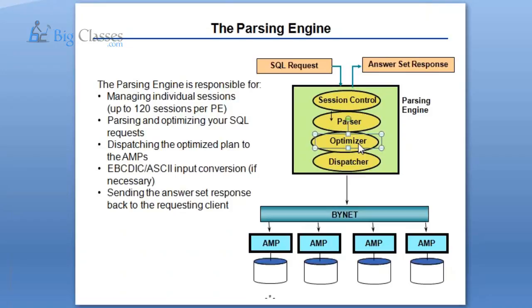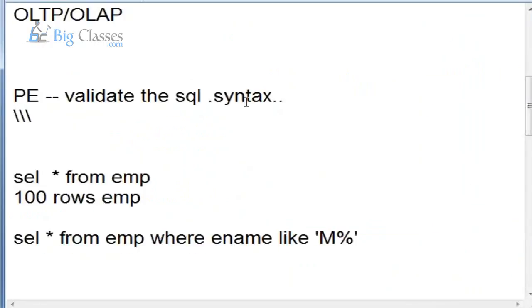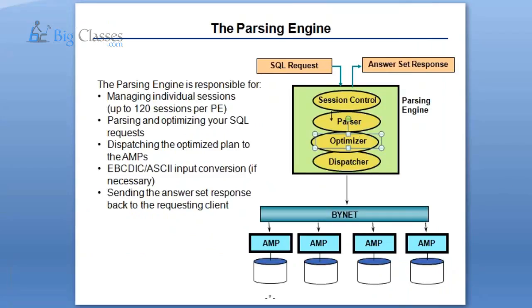Okay. So when you send the request, select star from table where employee name and so on, it will send the query to the optimizer. Optimizer will prepare an explain plan. So this is the plan that I need to execute. Once that is done, BYNET is nothing but a communication mechanism between your parsing engine and AMP, right? So it will actually pass the data to the AMP, and all the data operations like sorting or aggregation will be done at the AMP level.